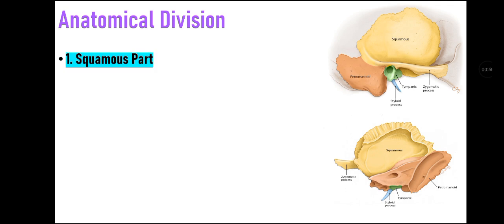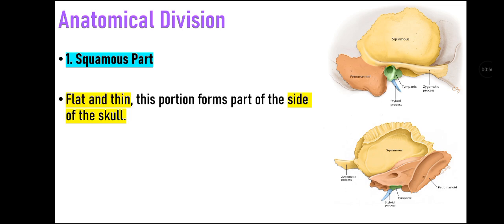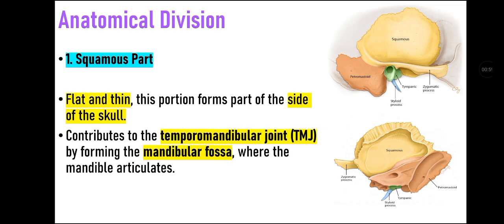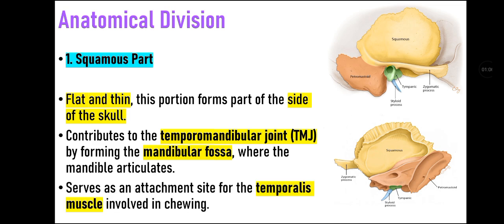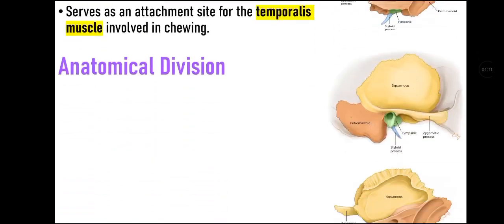First we have a squamous part. In diagram you can see it is visible in both external surface and internal surface. It is flat and thin. This portion forms part of side of skull. It contributes to the temporomandibular joint by forming the mandibular fossa where the mandible articulates. It serves as an attachment site for temporalis muscle involved in chewing.